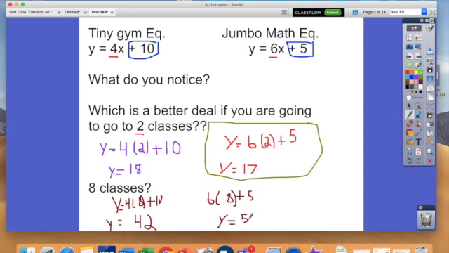So if I'm going to go to 8 classes, I'd rather go to the other gym. See how that kind of works? So see how you could figure out the difference there? You could figure out which one is a better deal. All right, let's keep going. Let's look at another example.